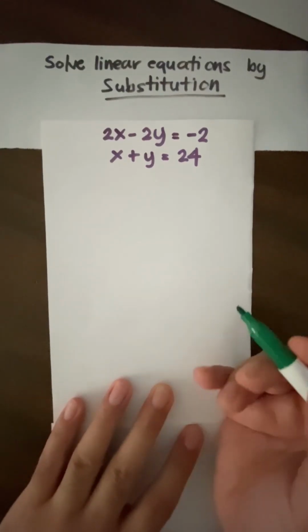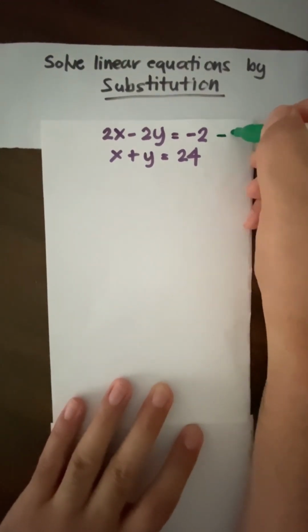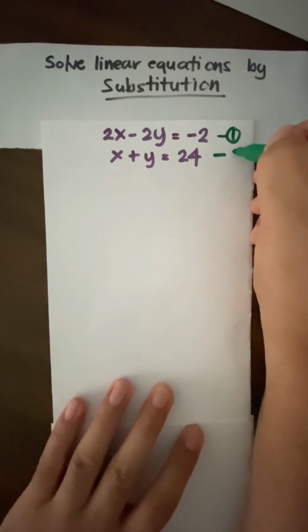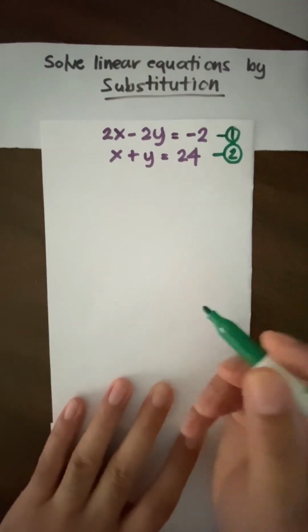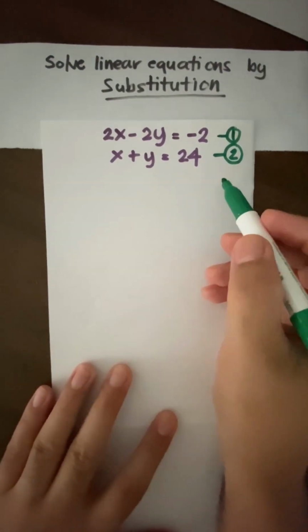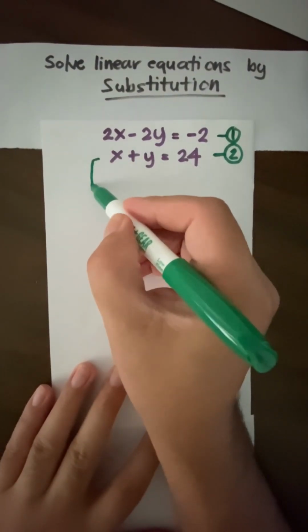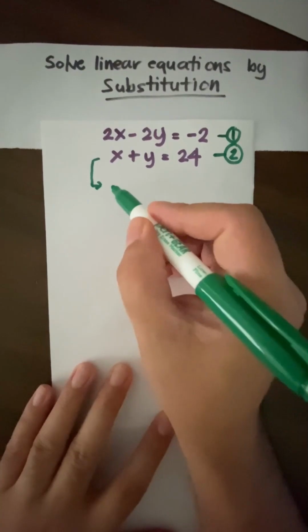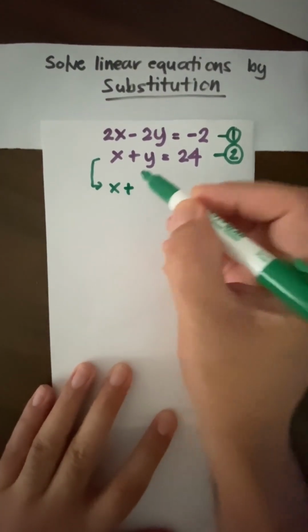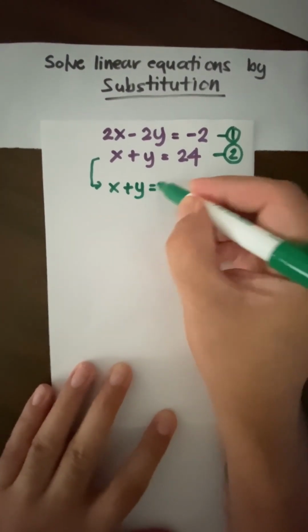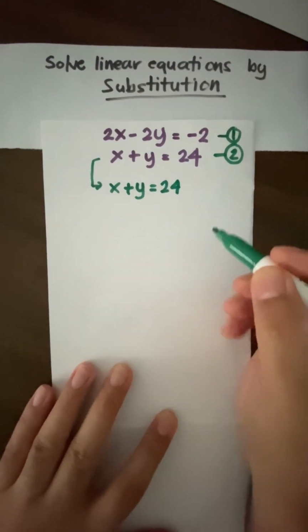Let's solve the variables x and y using substitution. We label the given equations as equation 1 and equation 2. In the substitution method, the first step is to pick one equation from equations 1 and 2. We will pick the one that we think is simpler. In this case, we pick equation 2. Using equation 2, we will solve one variable in terms of the other variable.